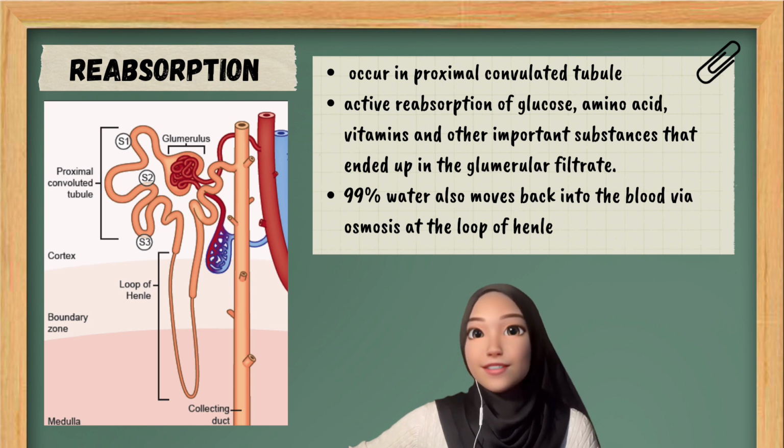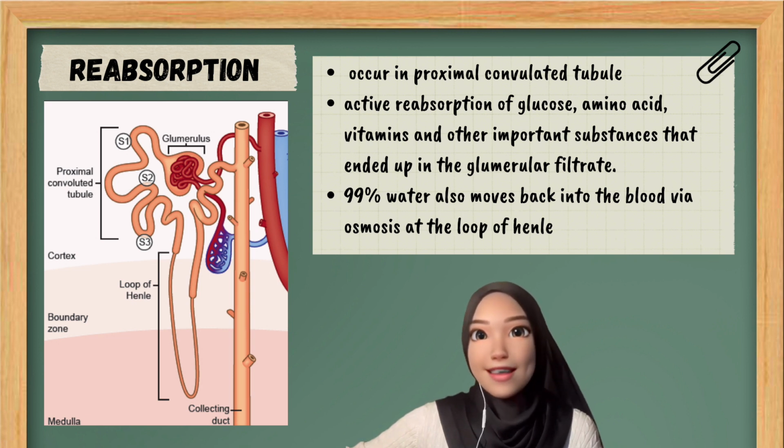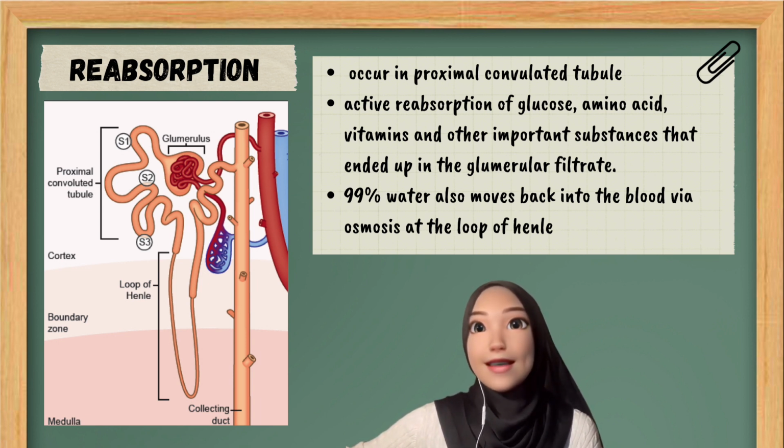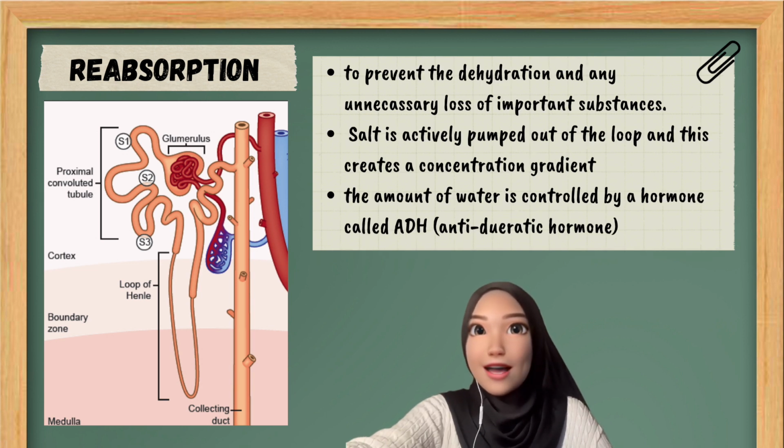Done with the ultrafiltration process, moving on to the second step of urine formation, which is the reabsorption process. Reabsorption occurs in the proximal convoluted tubule. What happens here is the active reabsorption of glucose, amino acids, vitamins, and other important substances that ended up in the glomerular filtrate. And 99% of water also moves back into the blood via osmosis at the loop of Henle. The reason why the water needs to be reabsorbed back into the blood is to prevent dehydration and any unnecessary loss of important substances.